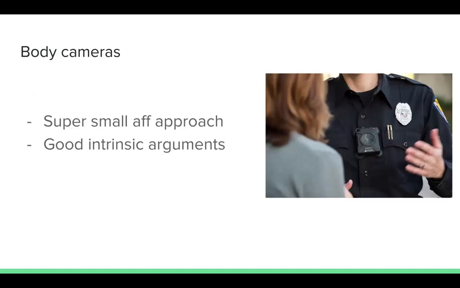Body cameras. This is an argument that I think is also really good. Surveillance infrastructure doesn't just have to be cameras on towers. It can be cameras on police, on border security.